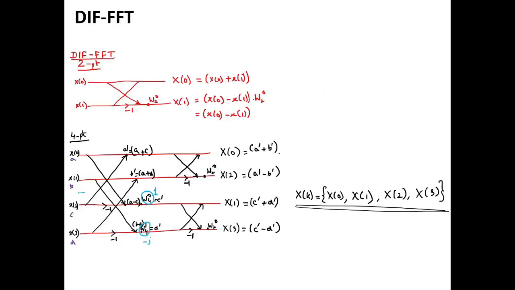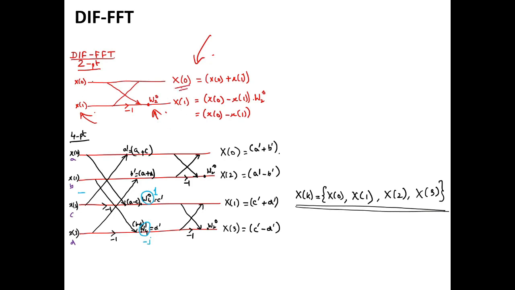DIF-FFT, what happens? If you see, the twiddle factor has moved. This one is in the normal order. This would be in the decimated order. If you have understood the DIT-FFT, now you would be able to calculate these values.